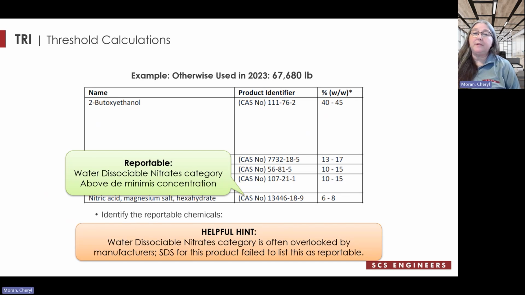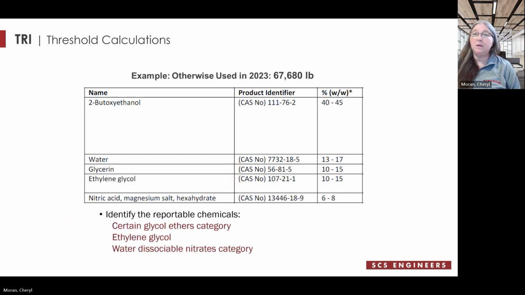One helpful hint on this: if you see anything that looks like it has a nitric molecule in it, you do want to go to that category and find out if it is listed, because this is one that we have seen manufacturers frequently overlook when they're putting together their supplier notifications and their safety data sheets. So our reportable chemicals are going to be our certain glycol ethers, our ethylene glycol, and our water dissociable nitrates for this product.